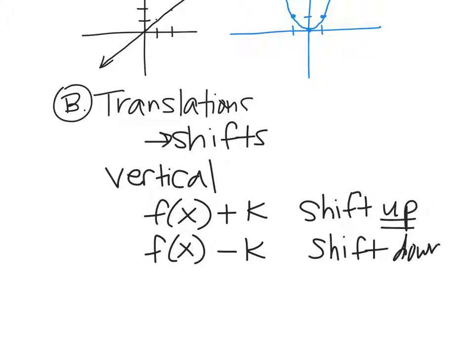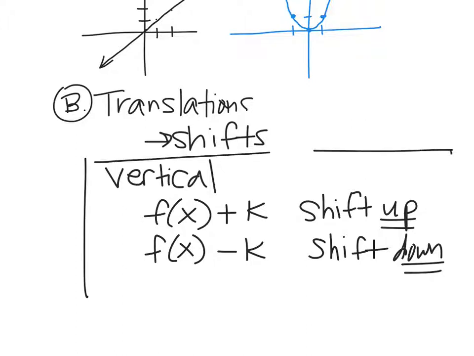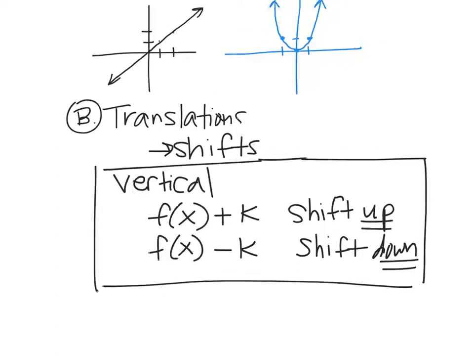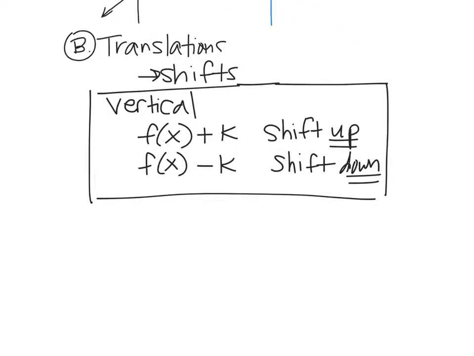It's going to take your whole graph and move it down. All the y values get subtracted by k. All right, so that's pretty good. People like those. Those aren't too bad. It's the horizontal shifts that are a little bit weird because it's going to be the opposite of what you think is going to happen.